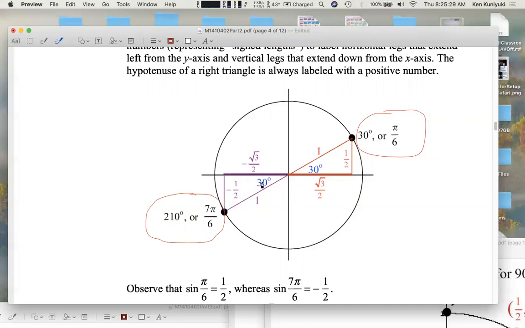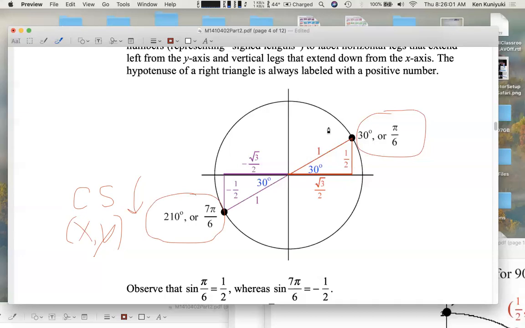Be prepared to put signed lengths like these over here. Because remember, 7 pi over 6 is a quadrant 3 angle. It's a bit more than pi radians. We rotate into quadrant 3, where both the x and y coordinates are negative. And from the unit circle approach, we know that the x coordinate is the cosine value, the y coordinate is the sine value. They're both going to be negative.